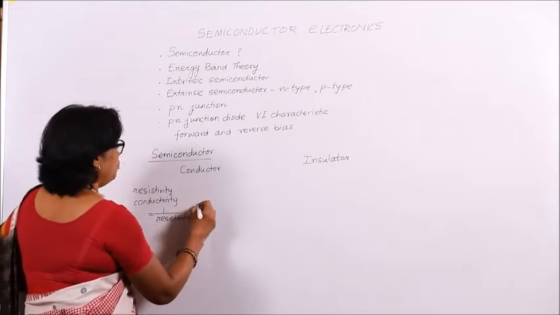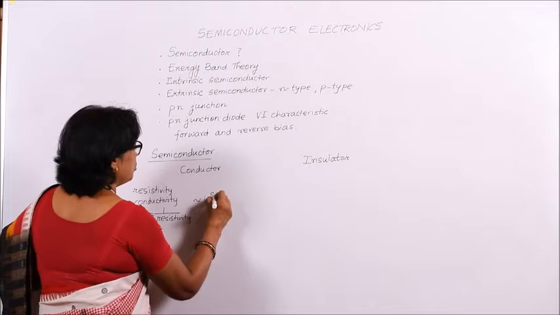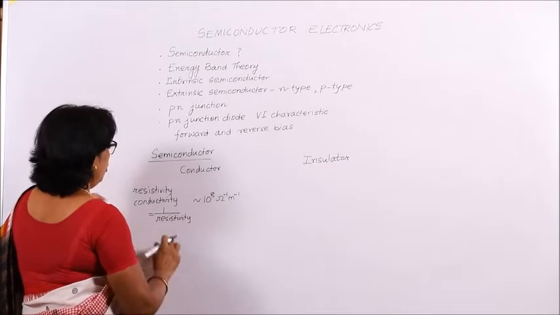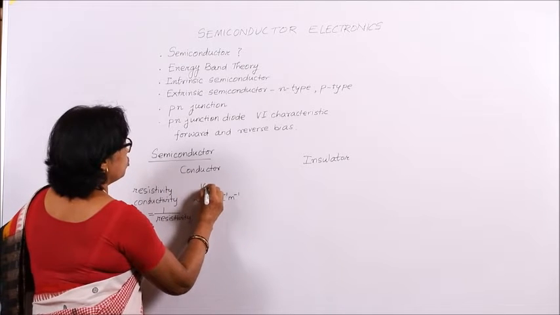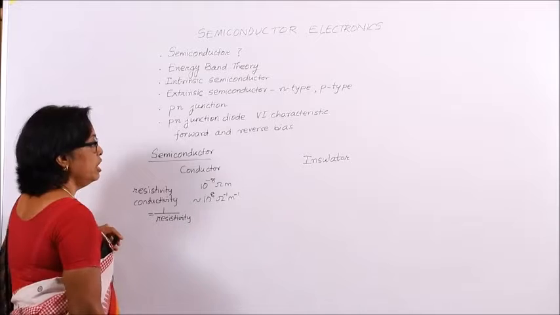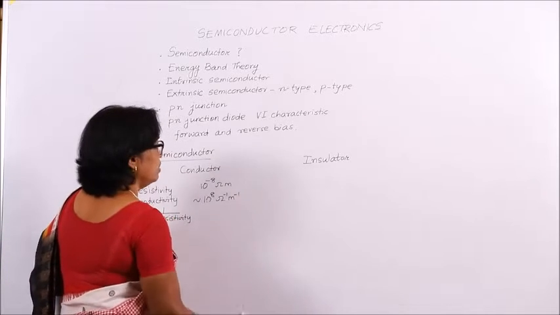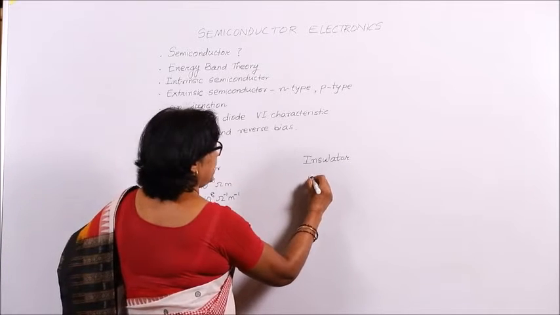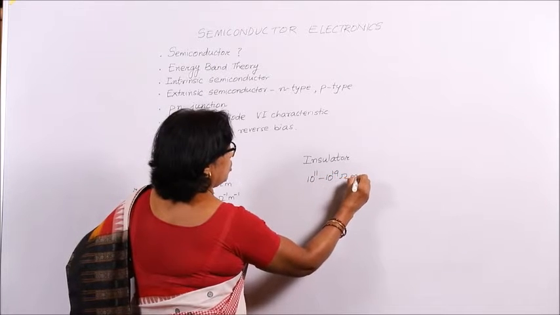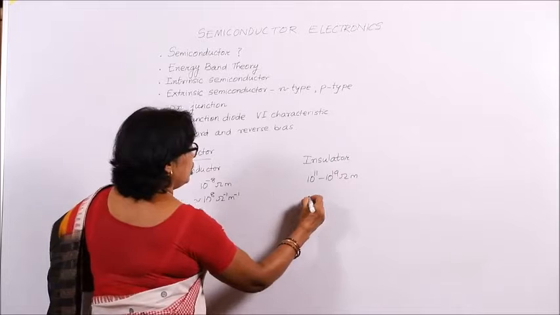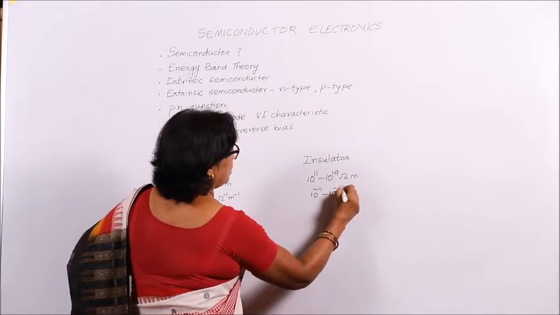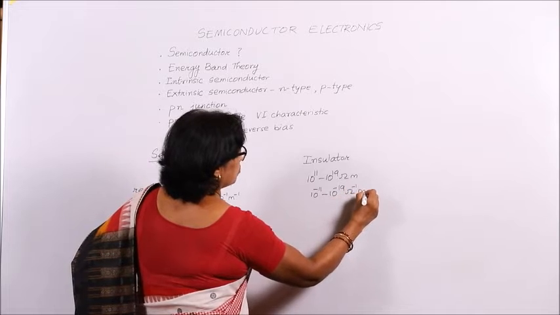For a conductor, conductivity is very high, of the order of 10^8 ohm^-1 m^-1. In other words, resistivity will be 10^-8 ohm meter. If you take the insulator on the other hand, the resistivity is very high, 10^11 to 10^19 ohm meter. If you take the inverse of that, what you get is 10^-11 to 10^-19 ohm^-1 m^-1.